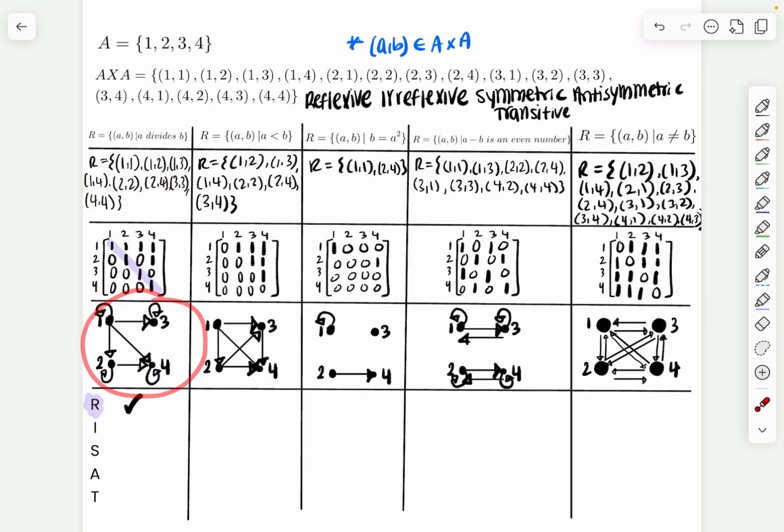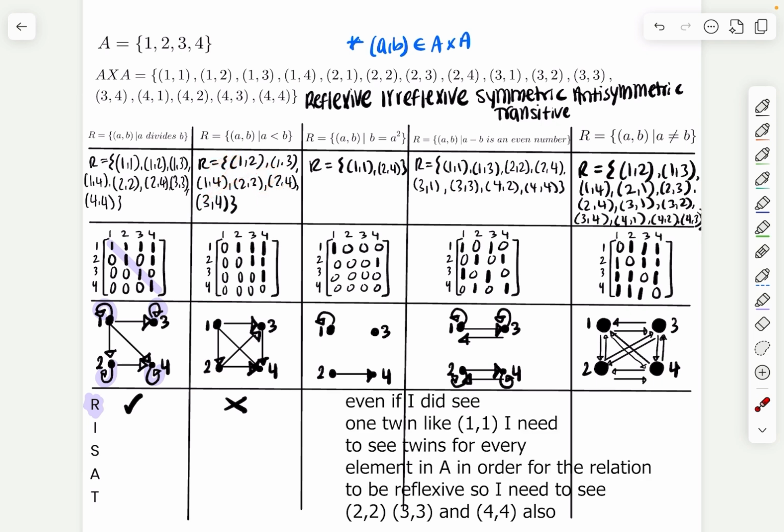If you're looking at a graph, if you see loops on all of your little dots, then you know it's reflexive. So if you see all loops, reflexive. If you see all ones in the main diagonal, reflexive. If you see twins, reflexive. What about this relation? Is it reflexive? Well, I don't see ones in the main diagonal, so it's not reflexive. I don't see loops in every single dot, so it's not reflexive. I don't see any twins in the roster notation, so it's not reflexive.